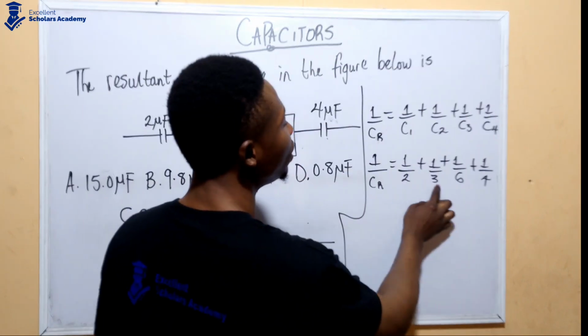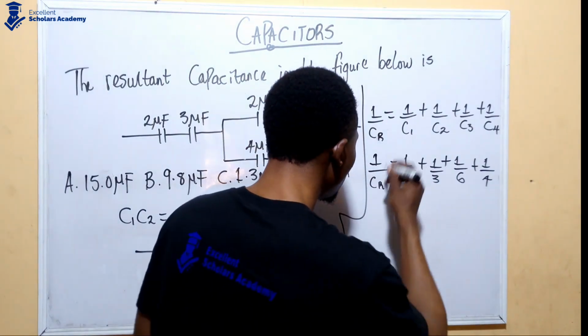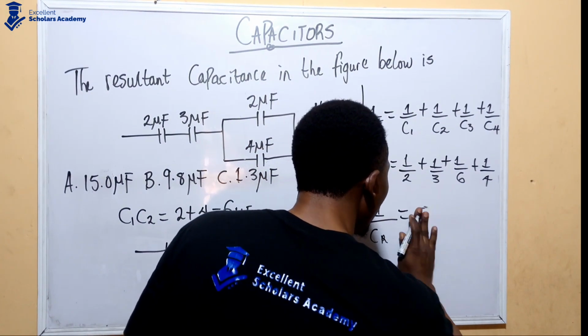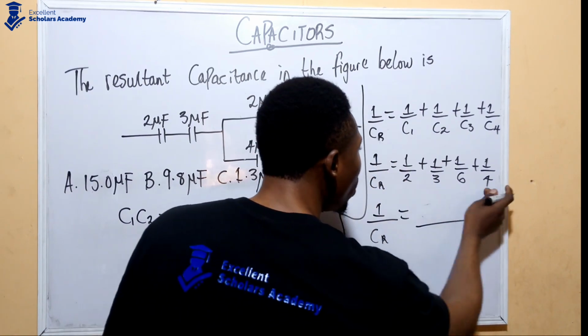So the LCM of 2, 3, 6, and 4 is 12. So what does that become? It becomes 1 over CR is equal to 1. Now it becomes, put a dash here. Now what's the LCM between this?